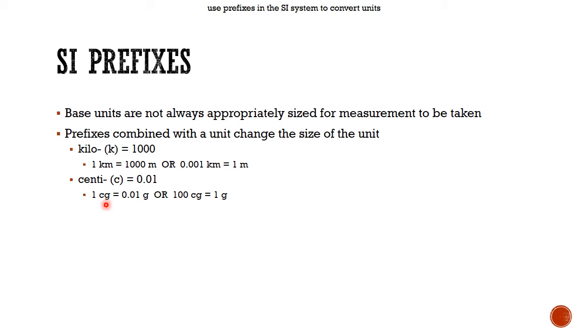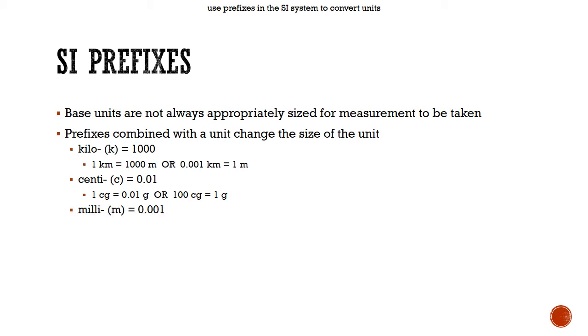We often associate using the prefixes with a unit of length, the meter, but we can use them with any SI unit. And so we can see here that 1 centigram is 1/100th of a gram, or in other words, we could say 1 gram would be 100 centigrams, because centi is 1/100th of a gram. So 1 gram would be 100 centigrams.